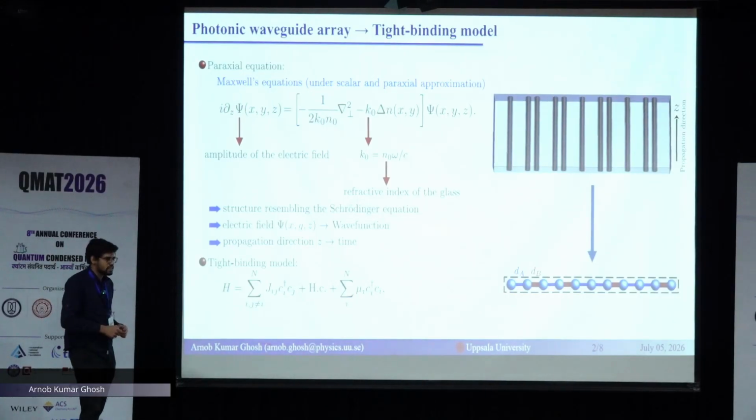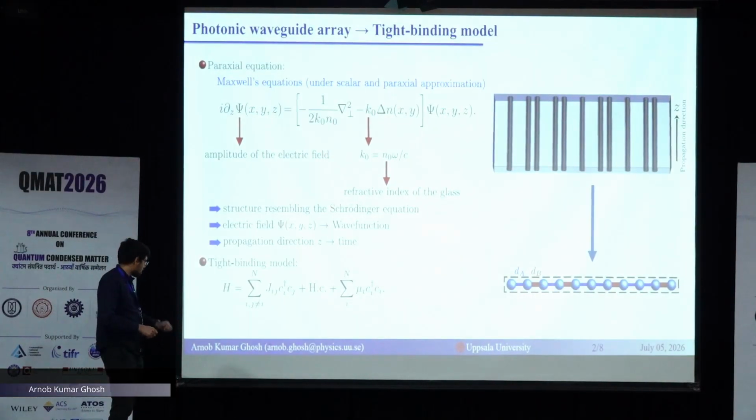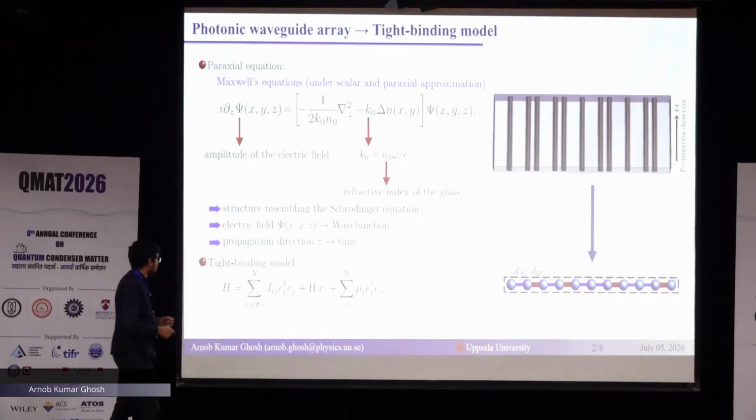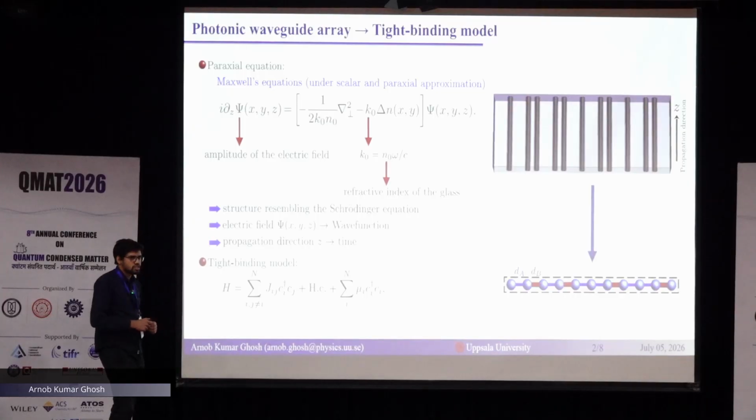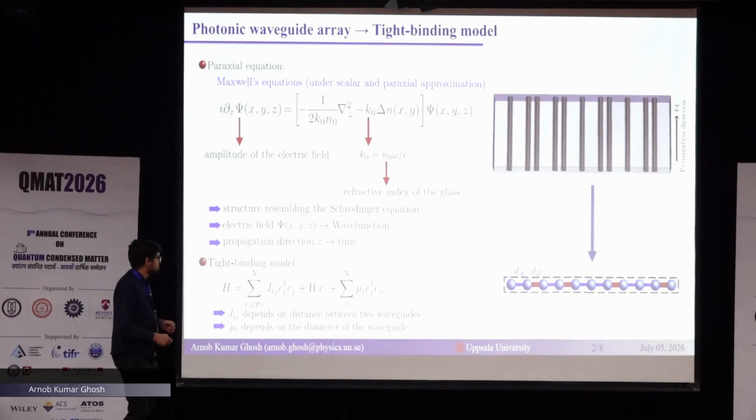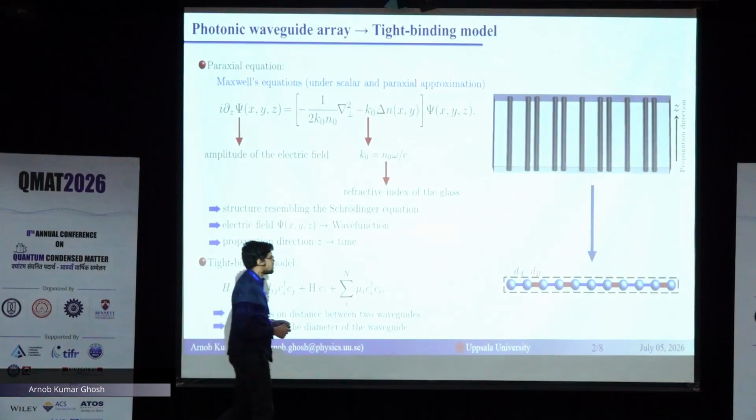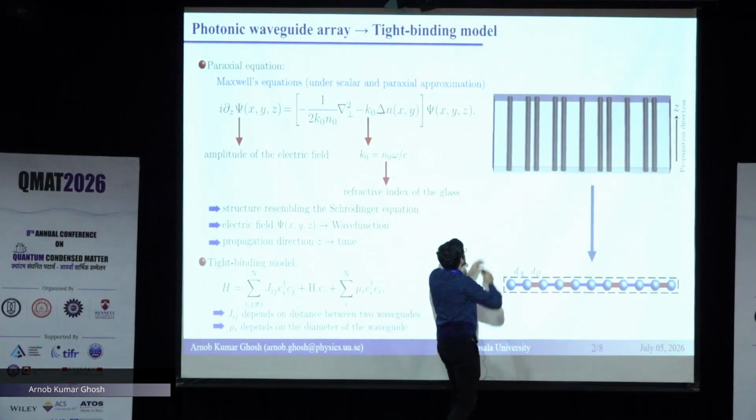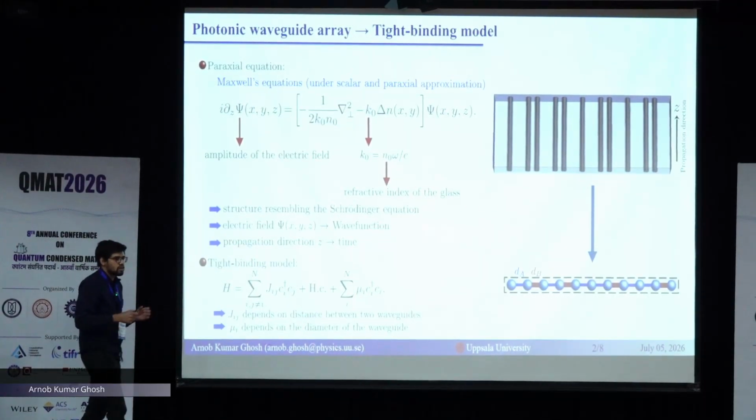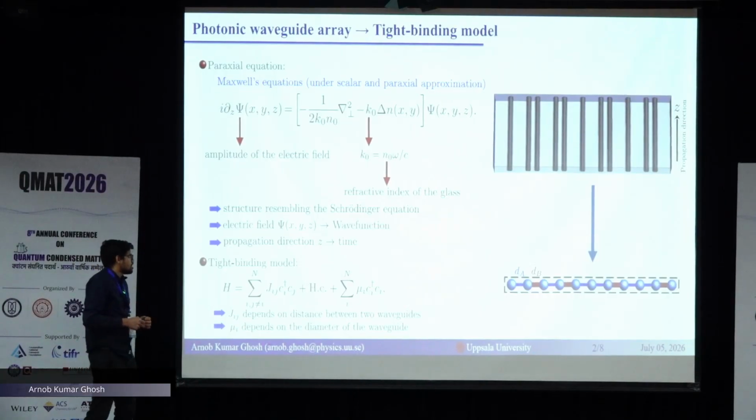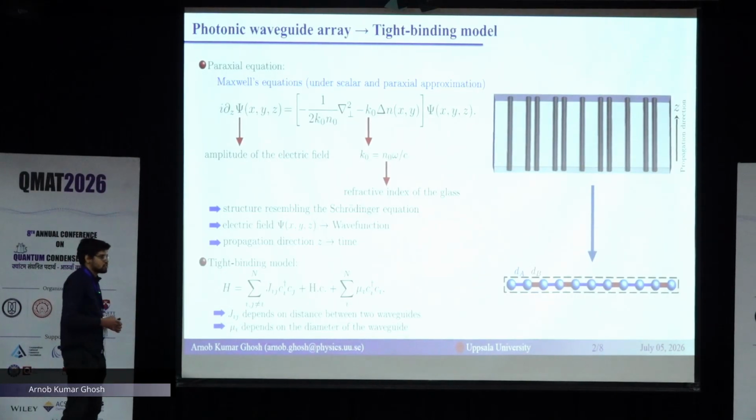and in this tight binding chain we have a coupling between two neighboring sites, or the hopping term, and we have an on-site term. The coupling depends on the separation between two waveguides, and the on-site term depends on the radius of the waveguide. In our setup, this radius is always constant, so I will not consider this term. In our setup we always consider two kinds of distance. dA is the longer distance, and dB is the shorter distance. Longer distance means the hopping or coupling is small, whereas shorter distance means the coupling is strong.